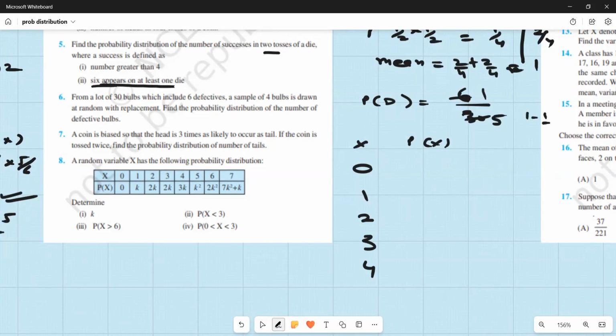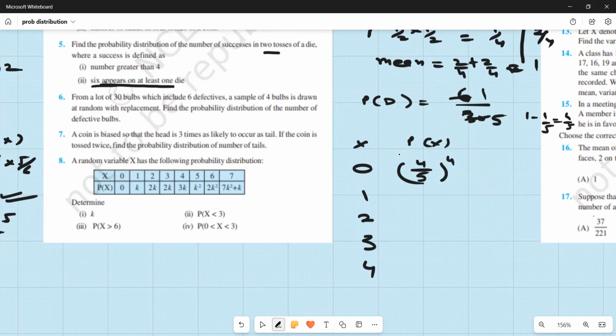So 1 minus 1 by 5, that is 4 by 5, is the probability of non-defective. So there is no defective bulb, so all the 4 bulbs are non-defective. So 4 by 5 raised to power 4, no? 4 by 5 into 4 by 5 into 4 by 5 into 4 by 5.